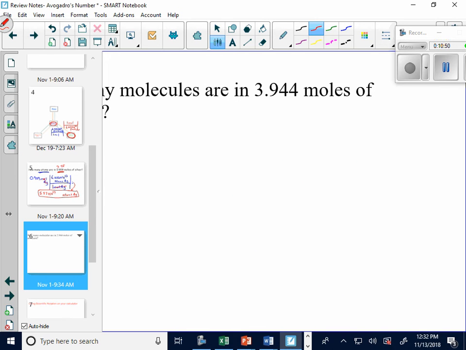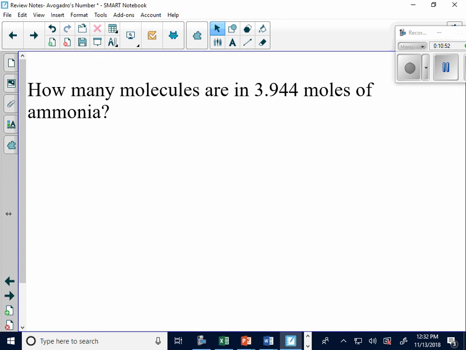My next example. How many molecules are in 3.944 moles of ammonia? Once again, if I'm picturing my flux capacitor, like you have in your notes, I'm going from the center moles to the bottom right, which is molecules this time, because I'm dealing with ammonia covalently bonded.